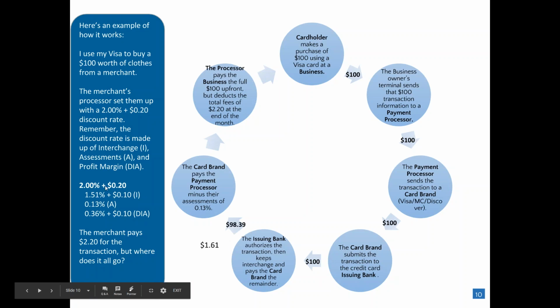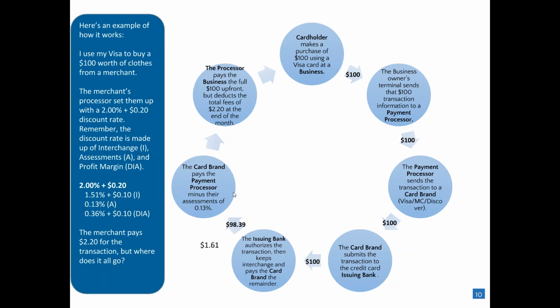So as I mentioned, interchange goes to the issuing banks. That interchange cost of 1.51% and 10 cents, or 1.51 times $100, which is $1.51, plus 10 cents, so $1.61. The issuing bank keeps $1.61 and sends $98.39 over to the card brand. Now the card brand sees it come through as a $100 authorization request, but they only get $98.39.